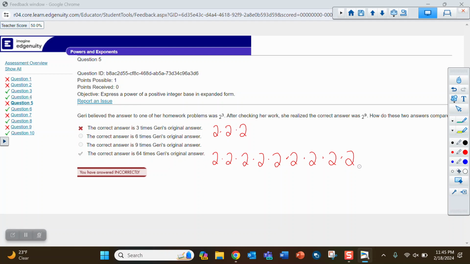So the question is, how do they compare? And the answers here are looking at how many times bigger is 2 to the 9th than 2 to the 3rd. Well, they both have 2 to the 3rd power in them. Then what this has is 6 more 2's being multiplied together, or 2 to the 6th power. 2 to the 6th power is 64, so it's 64 times greater.